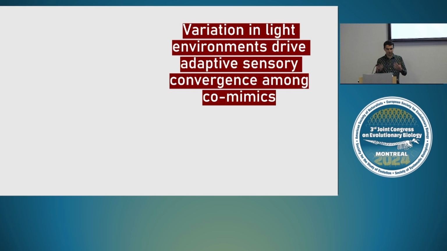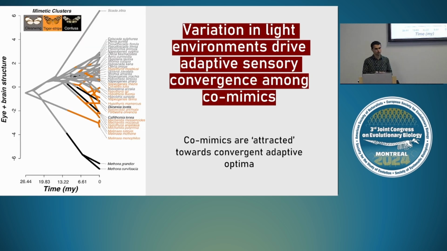So then we knew that these visual system and light environment associations existed. What we then wanted to finally test is whether convergence in mimicry alone can predict convergence in the visual system. And we tested that using a bunch of other statistical methods, which I definitely don't have time to show you. But the short answer is yes. So mimetic cluster can predict variation in the visual system, and these are non-allometric effects, which is evidence of adaptive shifts. But what some later evolutionary modeling confirmed to us is that co-mimics do seem to be attracted towards these convergent adaptive optima or adaptive peaks.